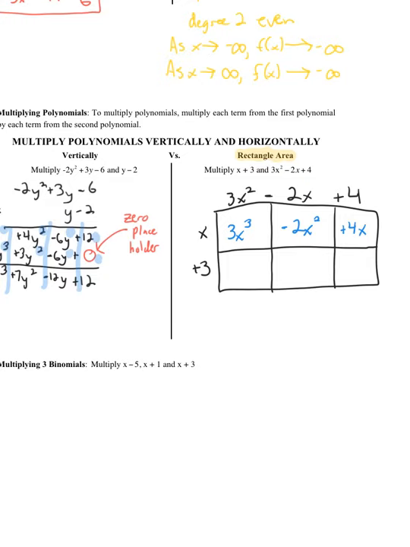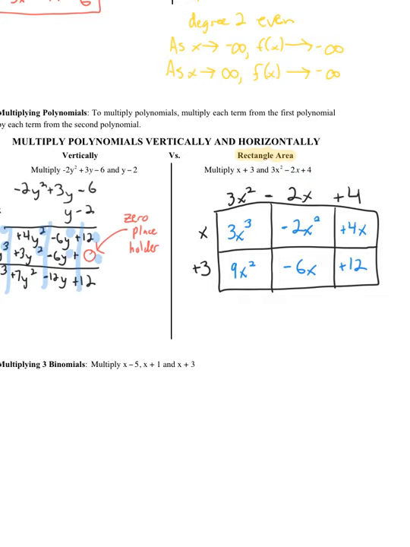3x squared times positive 3 is 9x squared. 3 times -2x is -6x, and 3 times 4 is 12. And that's our rectangle area problem, right? Now, the only difficult part about this is we still have to combine like terms.